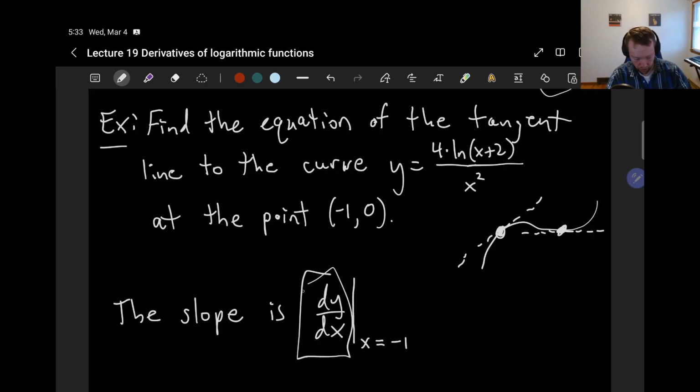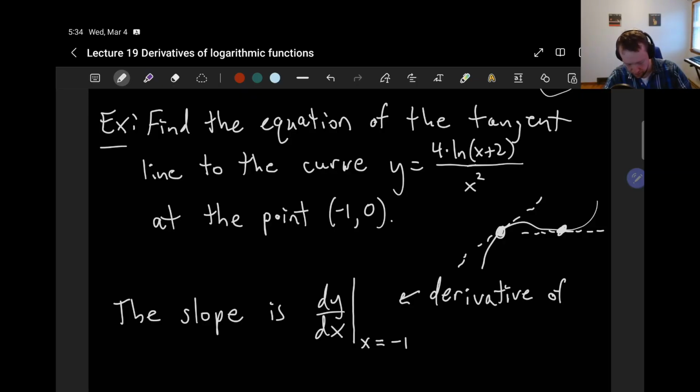Remember, the derivative alone will tell you the slope of the tangent line at whatever point you're concerned about. But we're looking again at a particular point. So we evaluate. Let me write that down real quick, what this means. The derivative of y with respect to x, that means x is the variable.